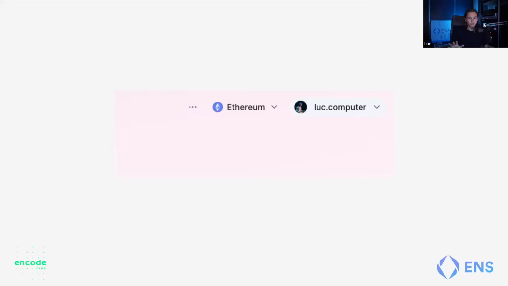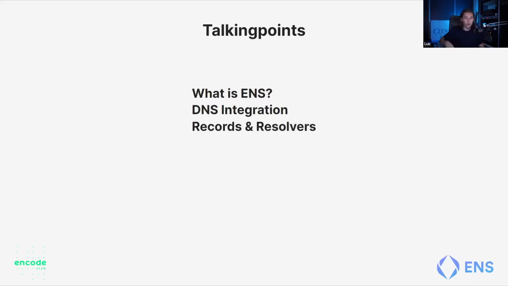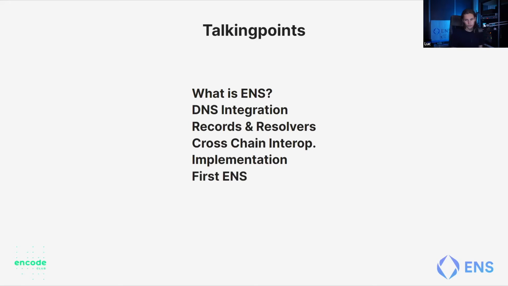So before you run off, please stay in the call for a little bit longer, and let me show you some of the talking points that I'll be covering during this presentation. In no particular order: what ENS actually is and how it works under the hood, the DNS integration that we currently have and how it works, records and resolvers and the way that we can store values with names, cross-chain interoperability and the ability to have things on different chains, and all sorts of other fancy stuff, how to get started with implementing, getting your first ENS, and all those kinds of fun things.